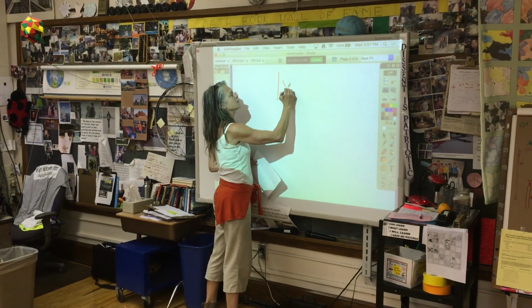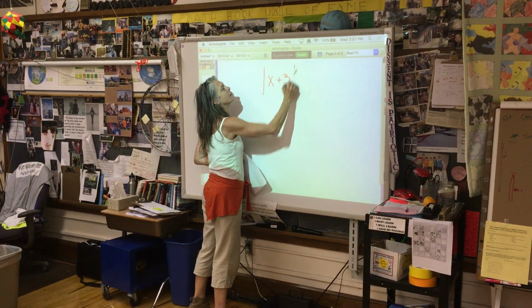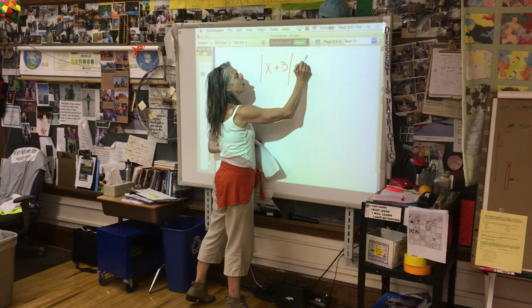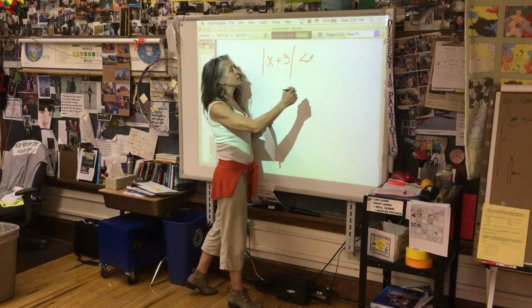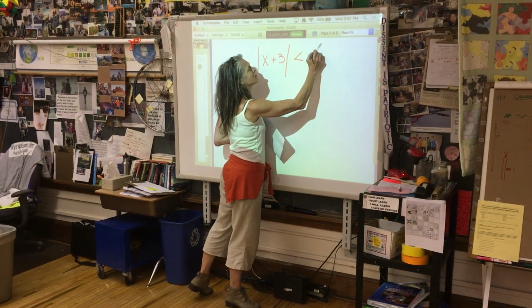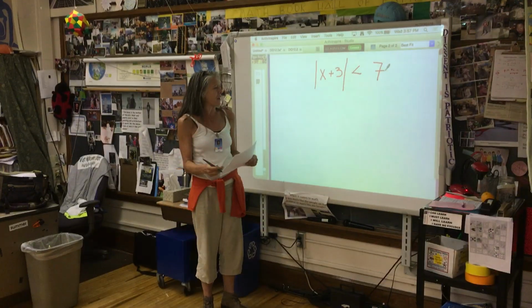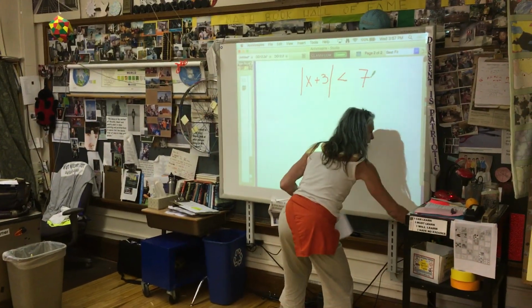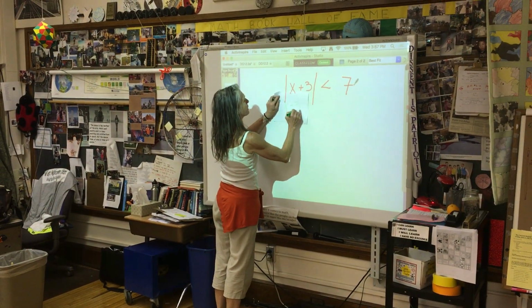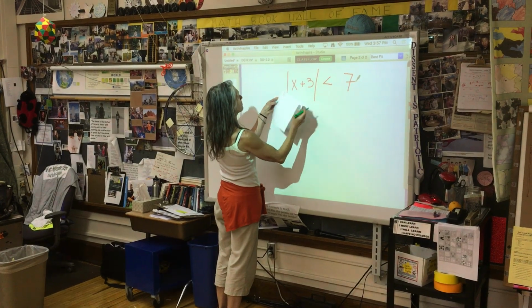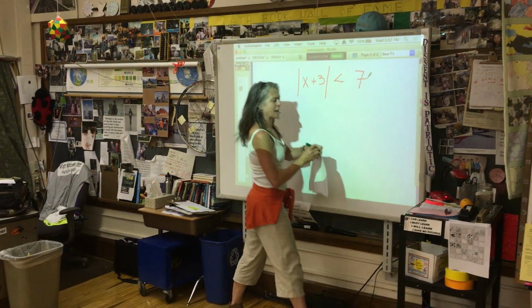Let's talk about the absolute value of x plus 3 is, I don't know, how about less than, right? I don't know, how about 7? Absolute value of x plus 3. I'm just going to take a piece of paper and write x plus 3. It's kind of a crappy marker. What does it mean when something's between an absolute value sign?